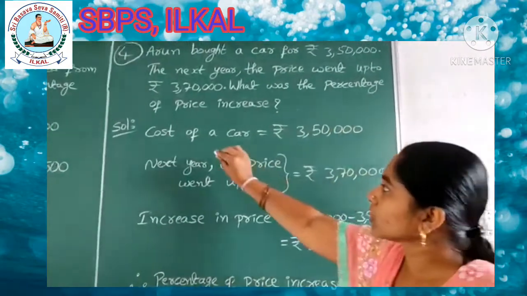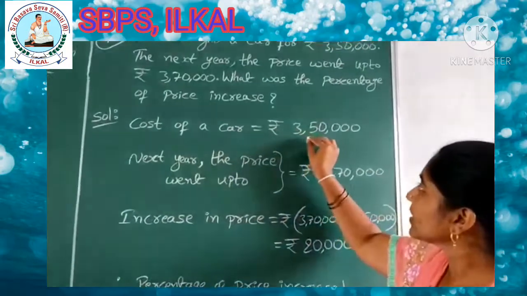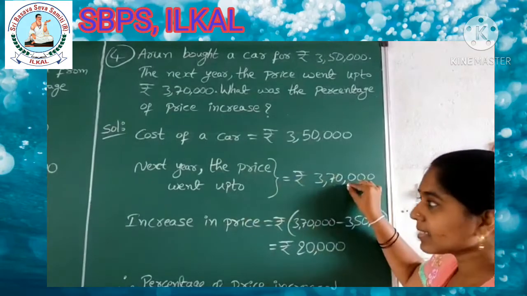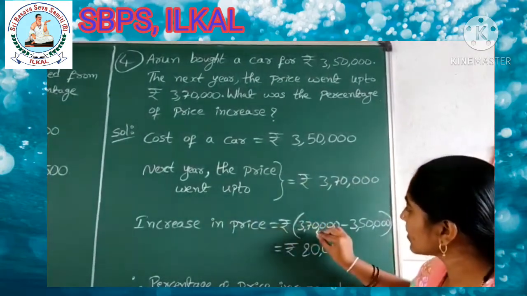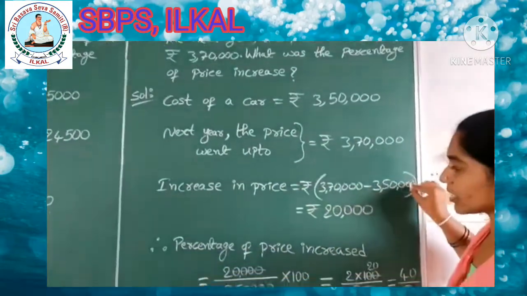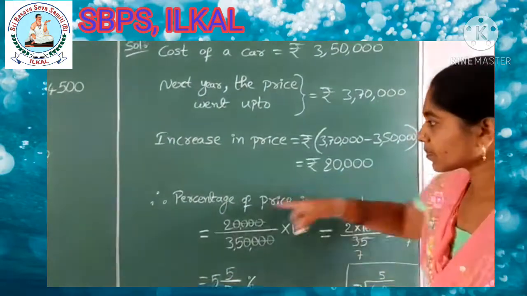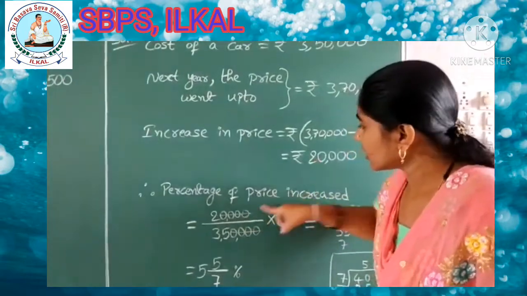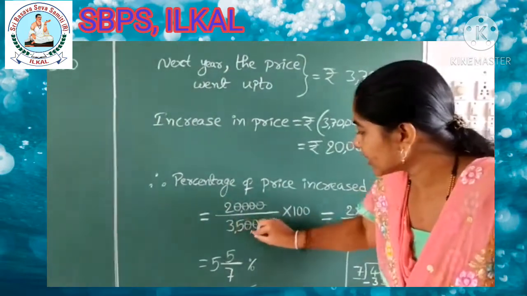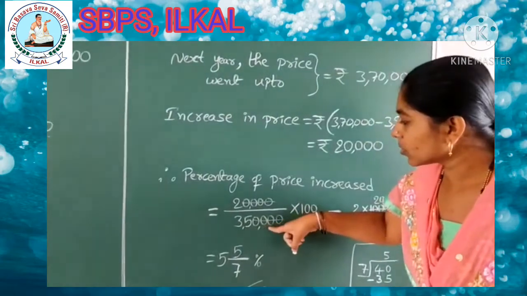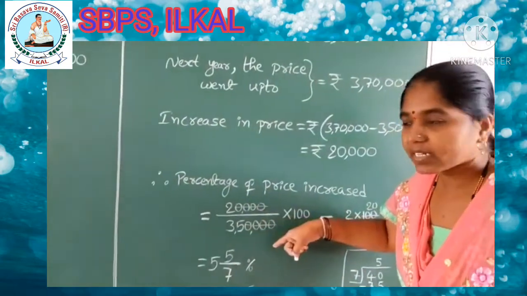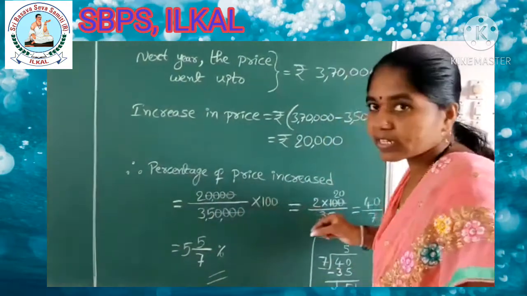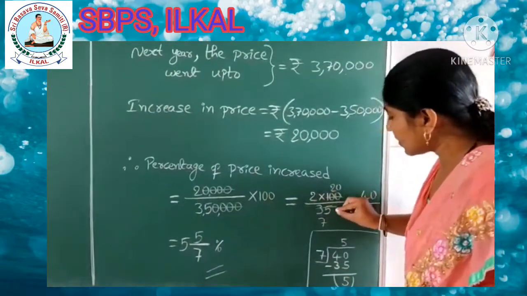Solution: cost of a car is equal to rupees 3,50,000. Next year the price went up to 3,70,000, they said. Increase in price is rupees 3,70,000 minus 3,50,000, which is equal to 20,000. Percentage of price increase is equal to 20,000 divided by cost price 3,50,000 into 100. These 4 zeros and 4 zeros, numerator and denominator, if you strike out, 2 into 100 will remain in the numerator, 35 in the denominator. 2 into 100 divided by 35.